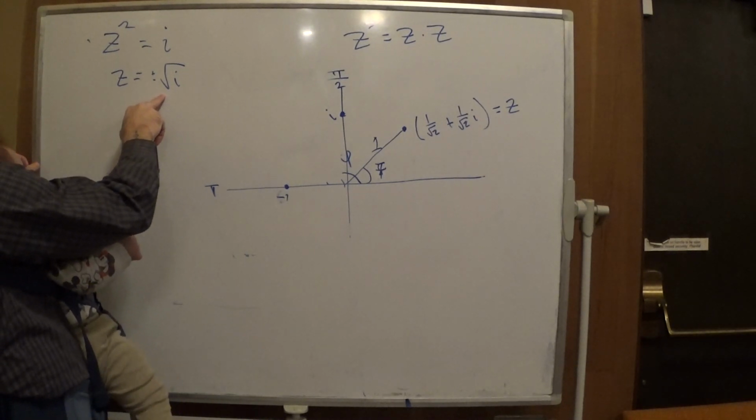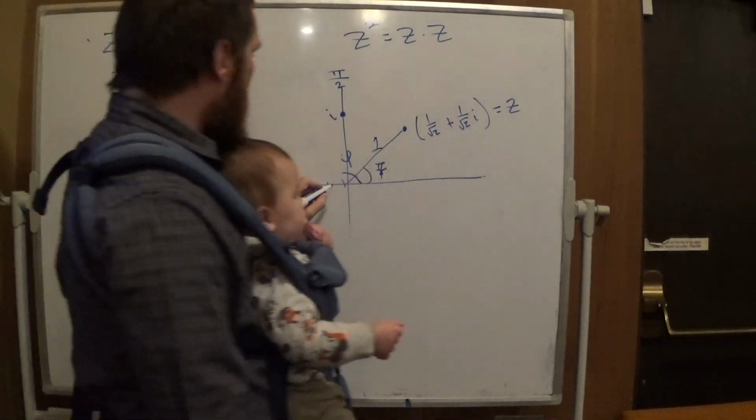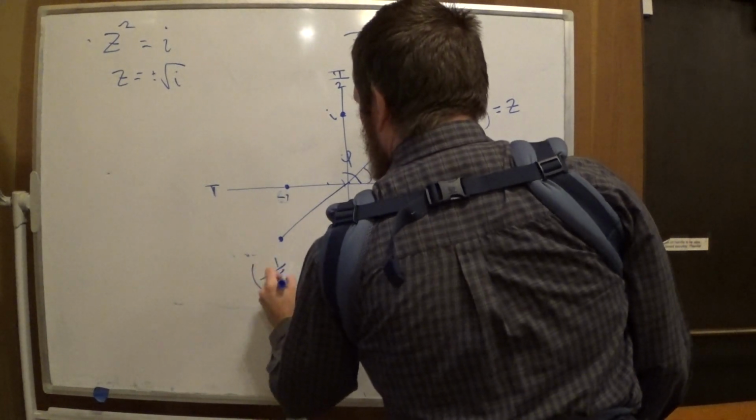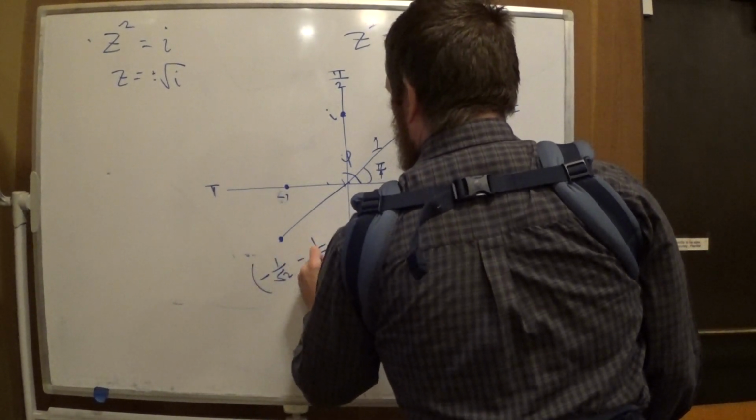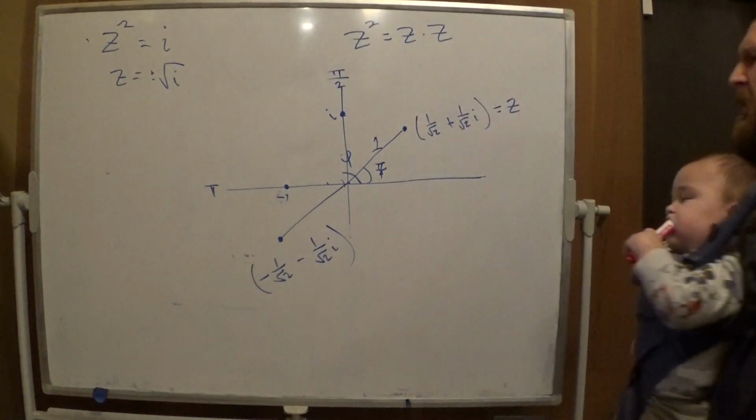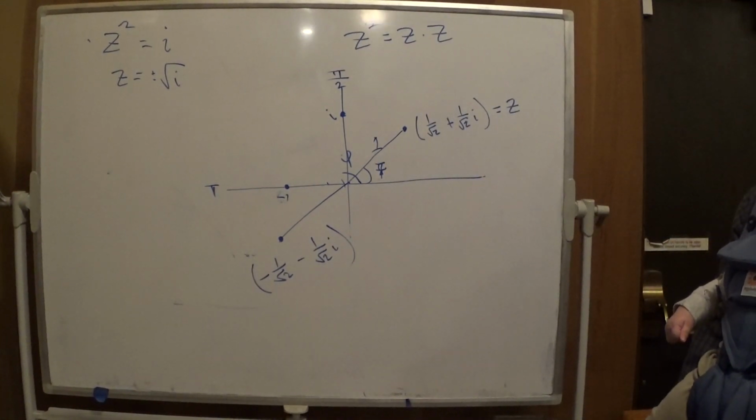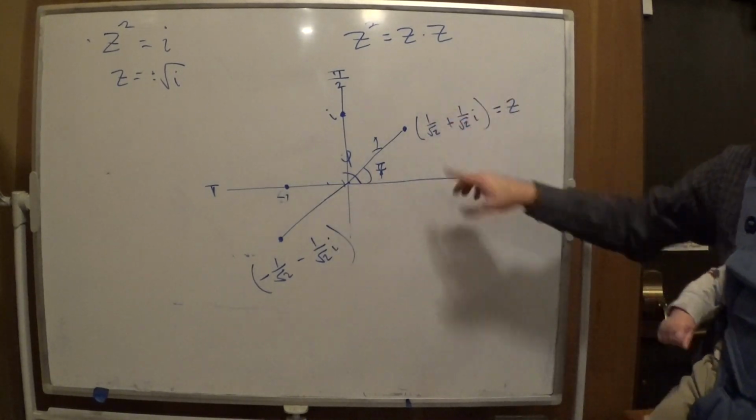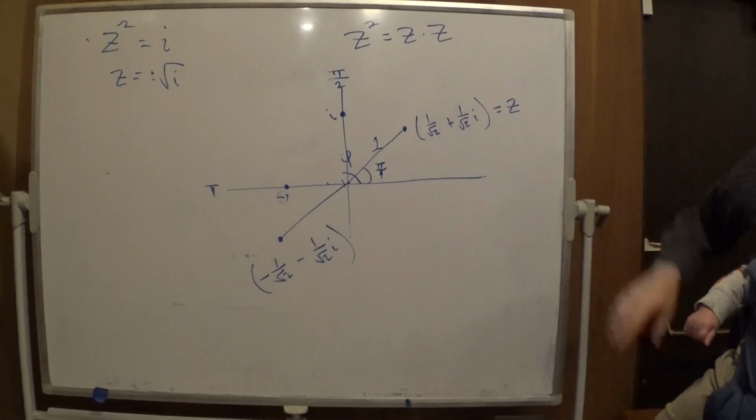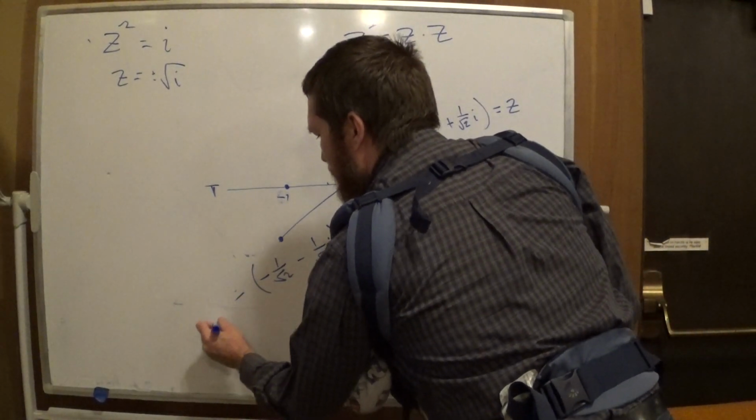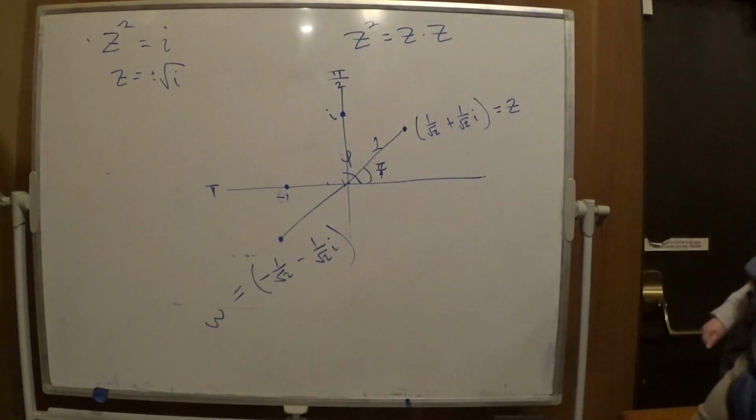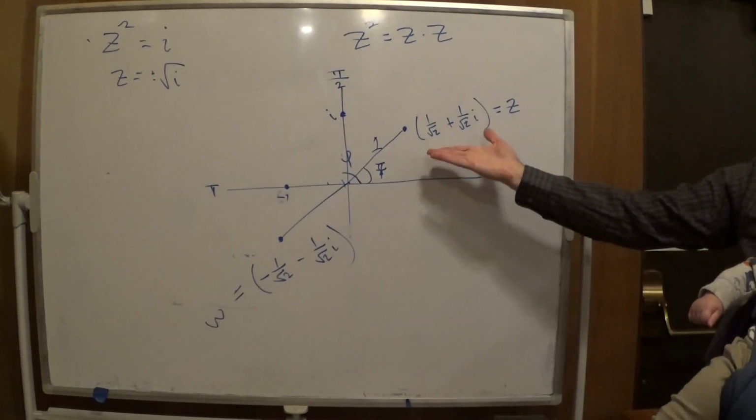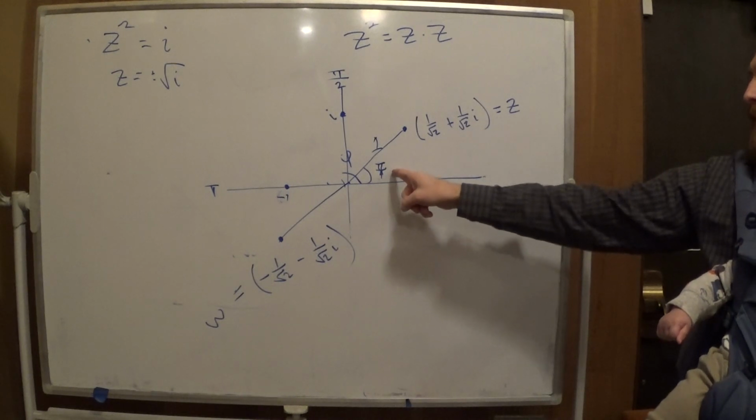But negative, wait. So negative, that would be this guy down here. He would be at negative 1 over root 2 minus 1 over root 2 i. So wait a second. What happens if I double that? Because that's what we did here. We started here. We squared it. So let's call this guy w. This is some number w.